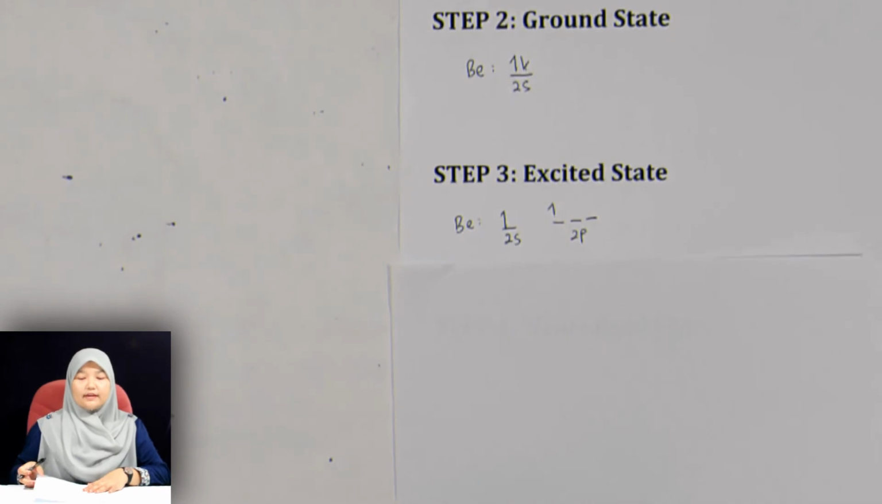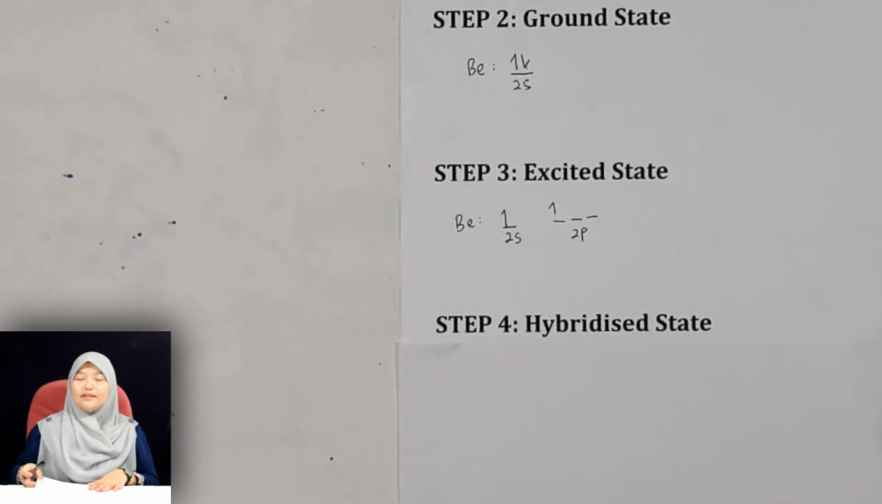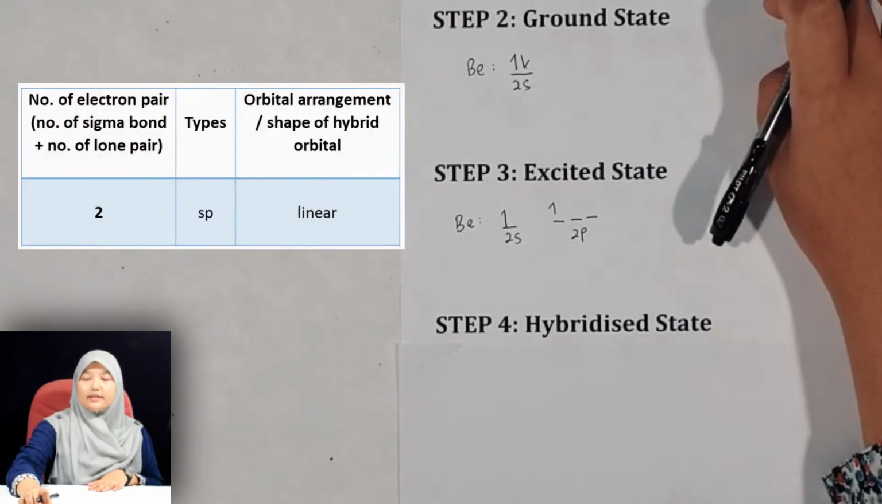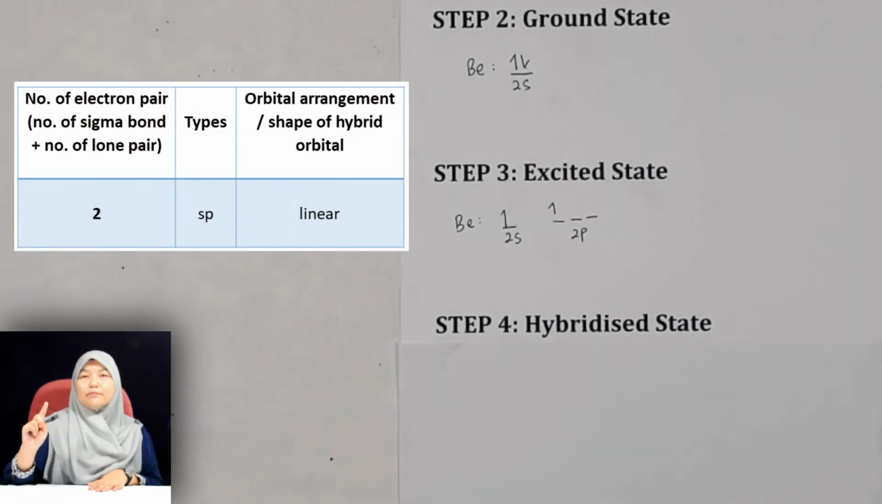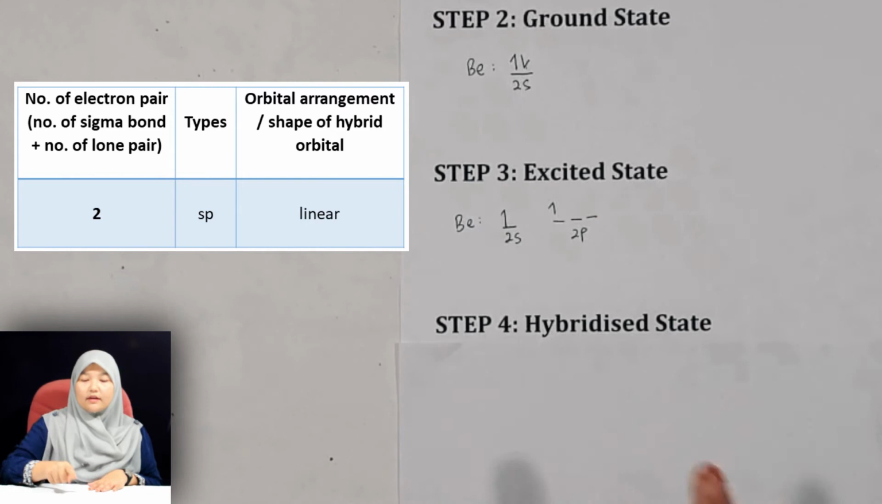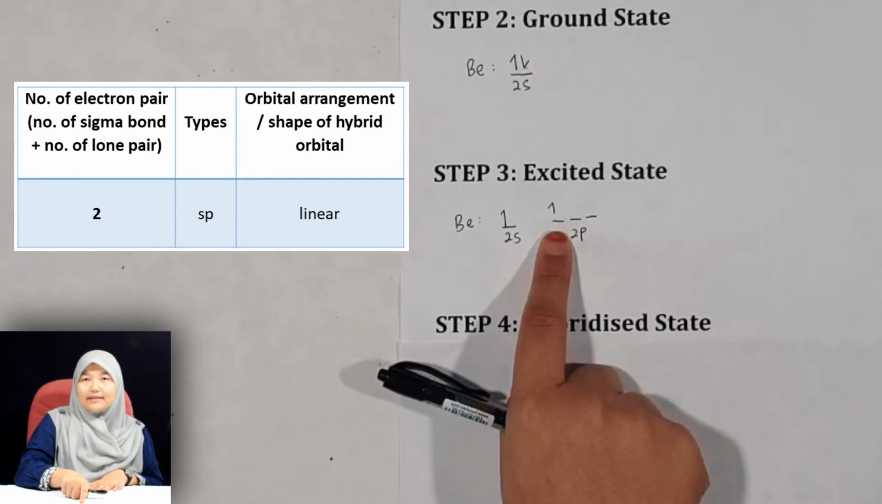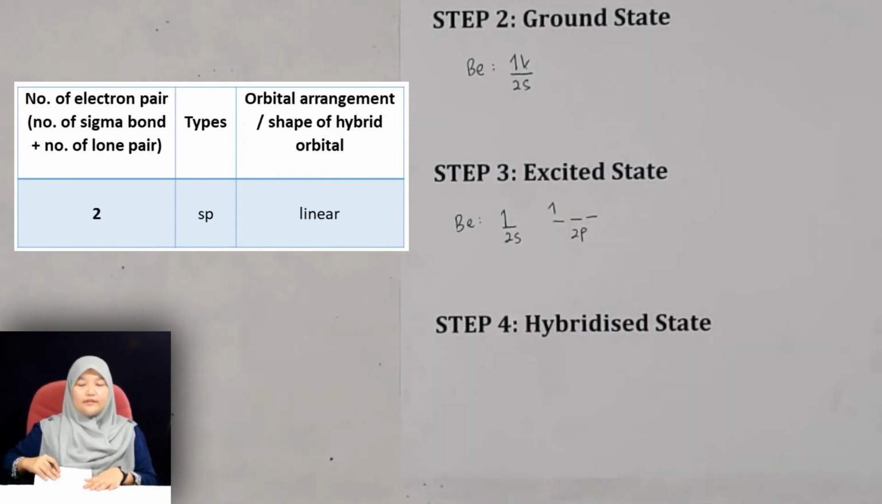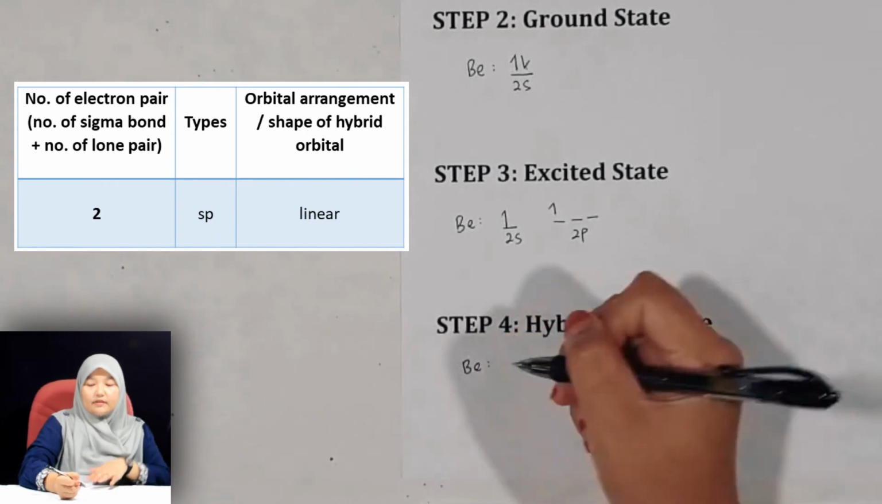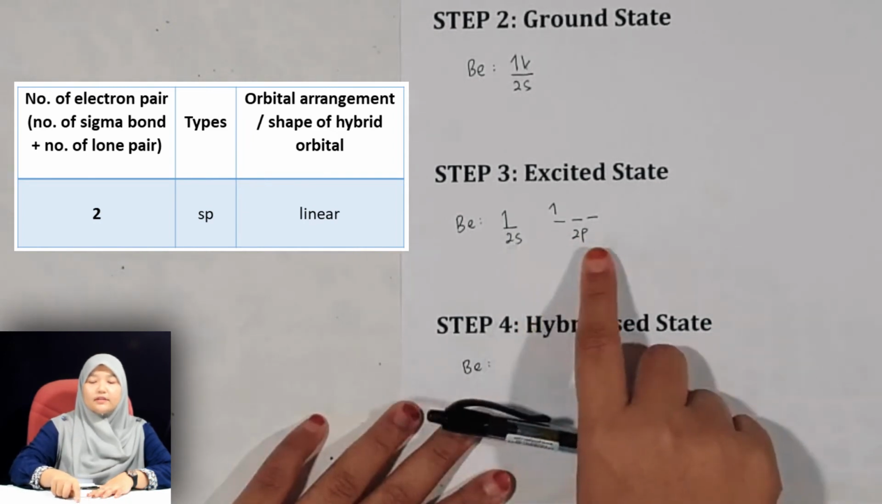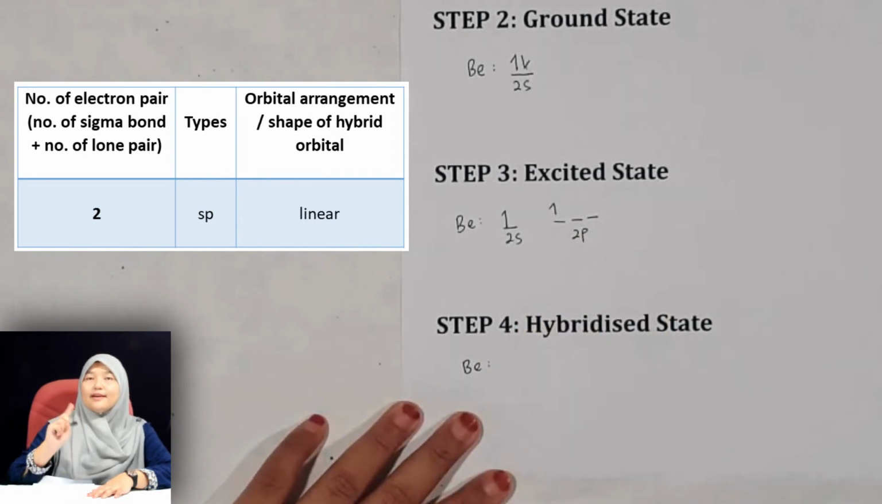Step yang seterusnya adalah hybridized state, step 4. Okay. So untuk step 4 ini, refer balik jenis hybrid kita tadi. Kita ada SP. SP hybrid orbital bermaksud 1s dimix dengan 1p. 1s orbital akan mix dengan 1p dekat sini. Okay. So kita akan tulis Be. Okay, sekarang kita tak boleh tulis asing-asing macam ni dah, sebab dia dah bukan 2s dengan 2p dah, sebab dia dah mix menjadi hybrid orbital.